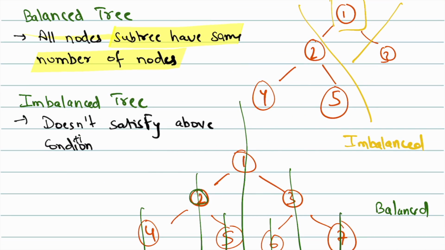Moving forward, we discussed what a balanced tree is and what an imbalanced tree is. So for a balanced tree, the number of nodes on the left side and the right side have to be the same for every node. And if it doesn't satisfy this condition, it's an imbalanced tree.